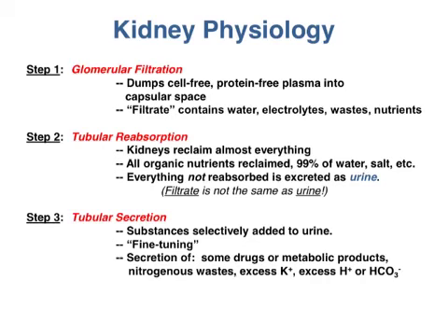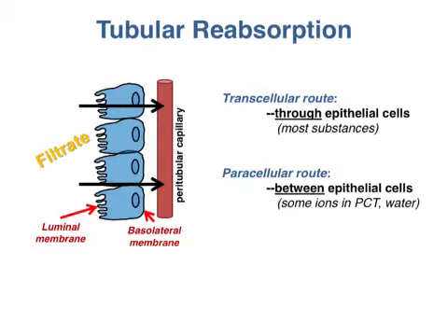Okay, so we've talked about glomerular filtration. We've talked about all of the factors that go into the glomerular filtration rate. Net filtration pressure, the adjustments in net filtration pressure, the intrinsic and extrinsic GFR controls. Now I want to talk a little bit about tubular reabsorption. So tubular reabsorption is taking substances out of the filtrate back into the circulation. Substances can be moved through the epithelial cells of the nephron. Most substances move through the epithelial cells. That's called the transcellular route.